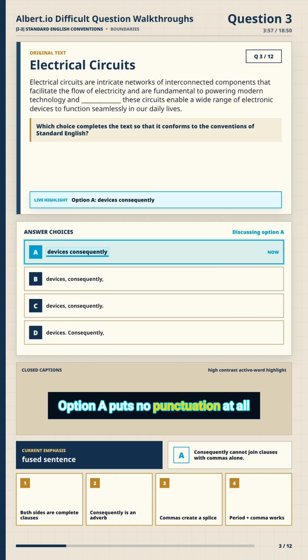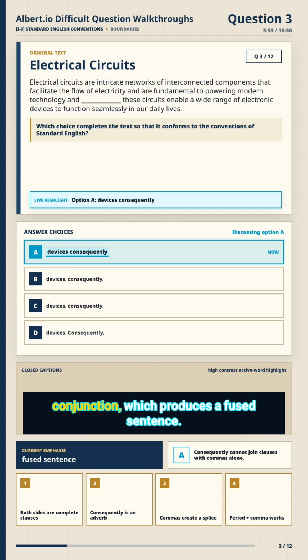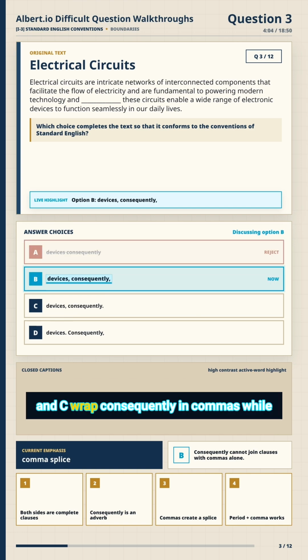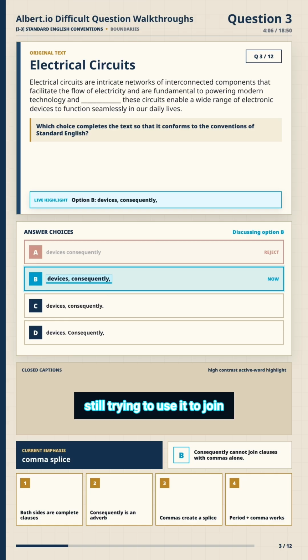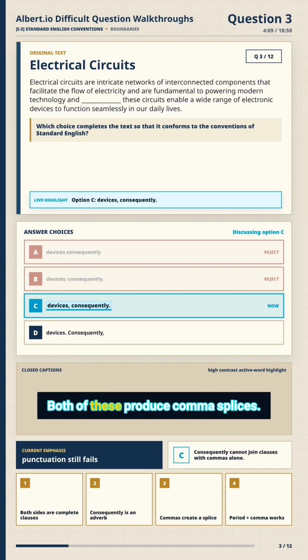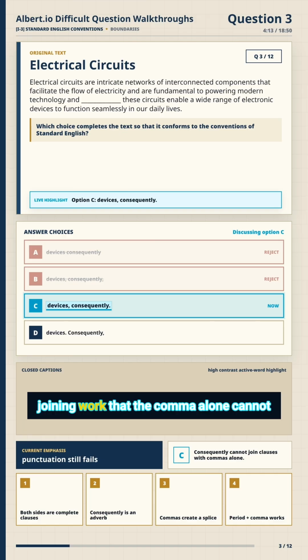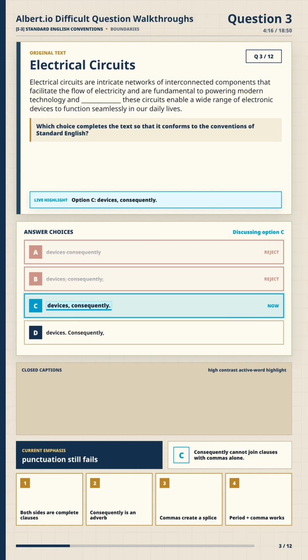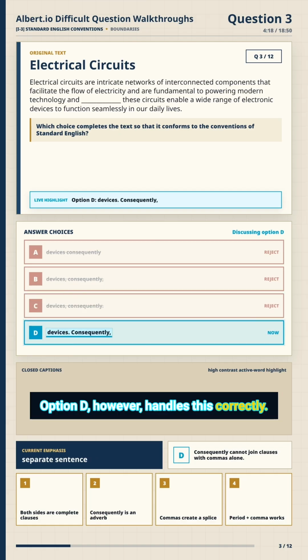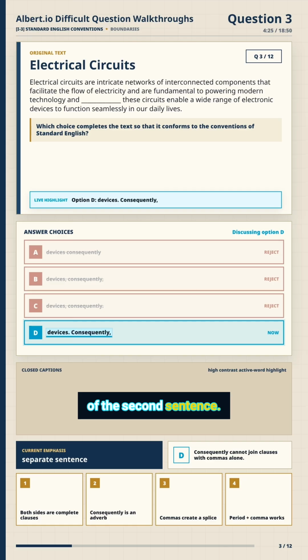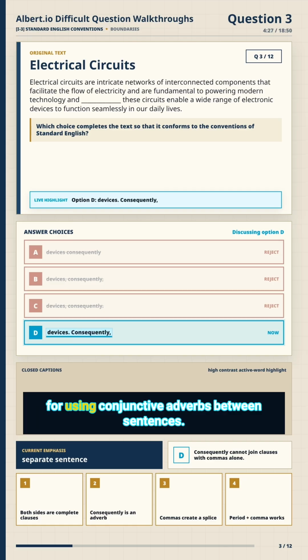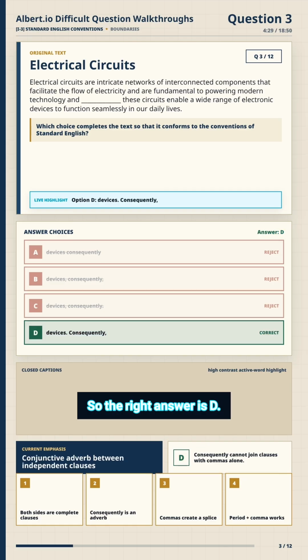Option A puts no punctuation at all between them and tries to use consequently like a conjunction, which produces a fused sentence. Options B and C wrap consequently in commas while still trying to use it to join the two clauses. Both of these produce comma splices. The comma before consequently is doing the joining work that the comma alone cannot do. Option D, however, handles this correctly. A period ends the first independent clause, and a comma after consequently marks it as an introductory adverb at the start of the second sentence. This is the standard pattern for using conjunctive adverbs between sentences, so the right answer is D.